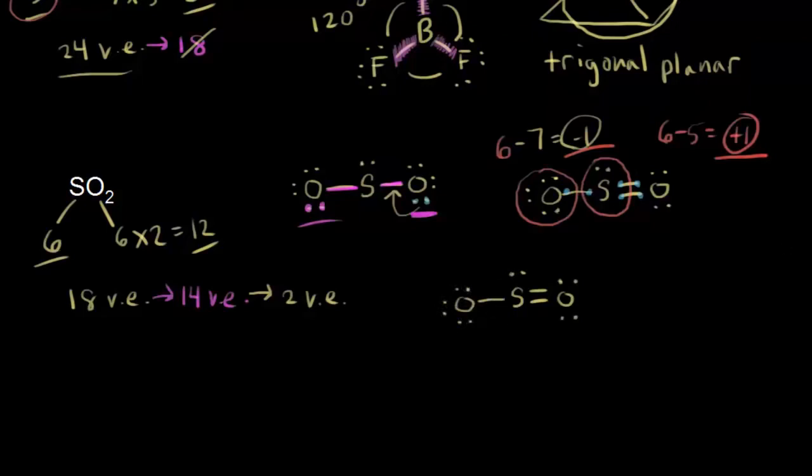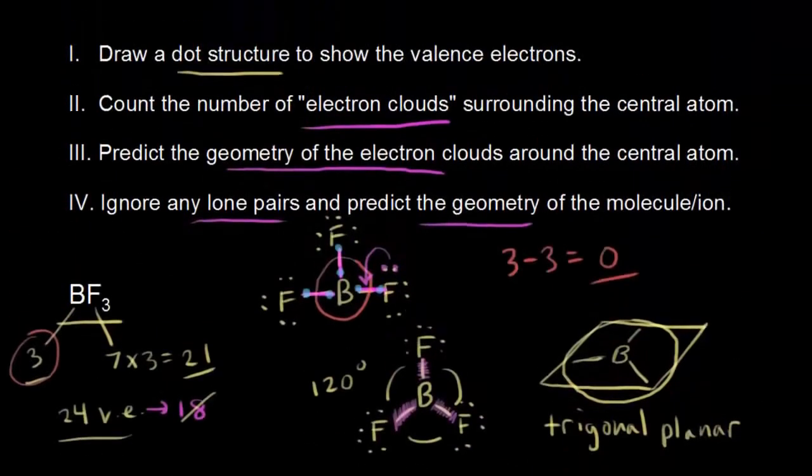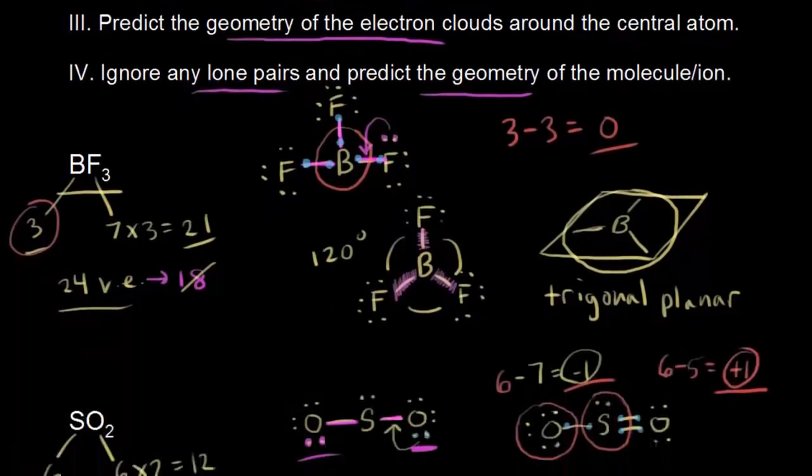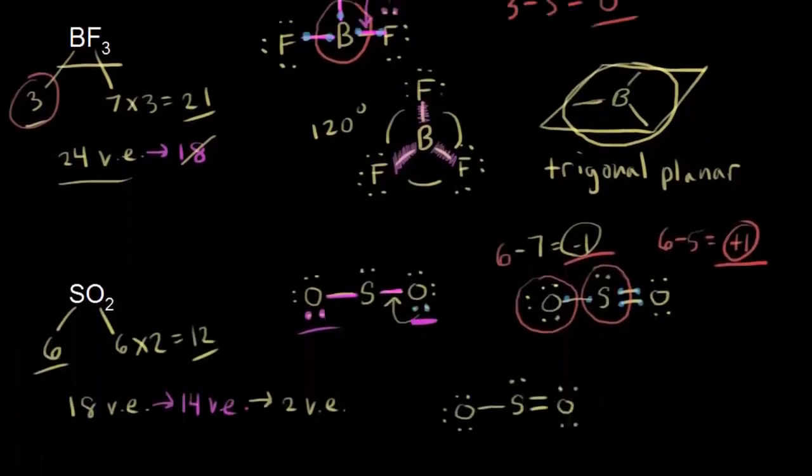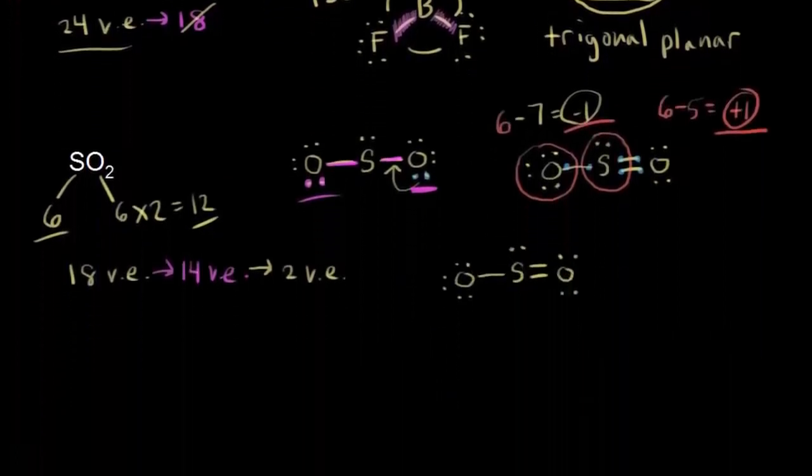We go back up to check our steps for predicting the shape, and now we are going to count the number of electron clouds that surround our central atom. So regions of electron density, which could be valence electrons in bonds, so bonding electrons, or non-bonding electrons like lone pairs of electrons. So we look at our central atom, which is sulfur. And let's see if we can count up our electron clouds. So this is an electron cloud over here. There's a region of electron density, so we have one electron cloud.